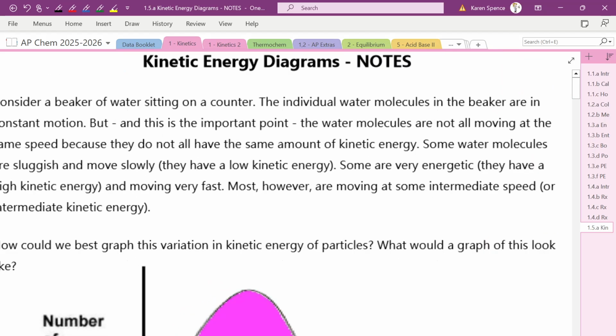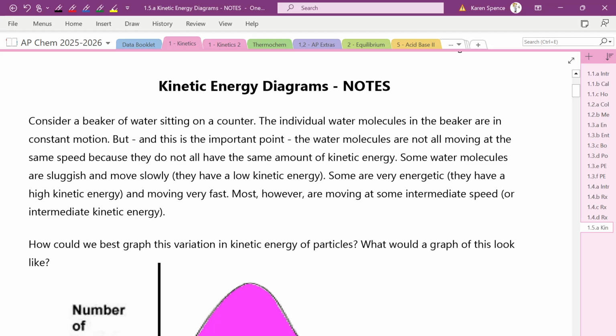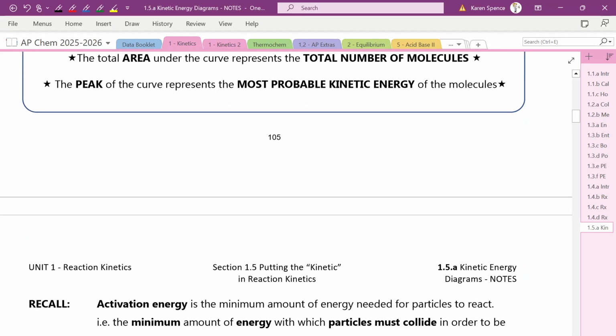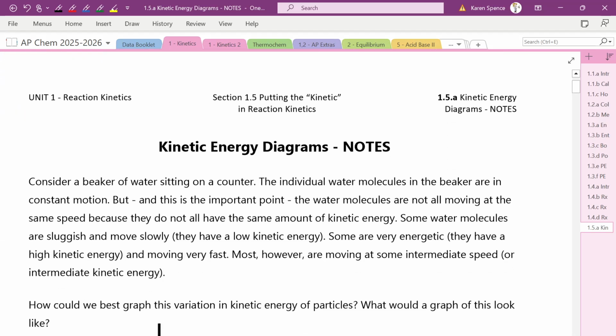All right, kinetic energy diagrams. Consider a beaker of water sitting on the counter. The individual water molecules in the beaker are in constant motion, but they are not all moving at the same speed. This is on page 105.